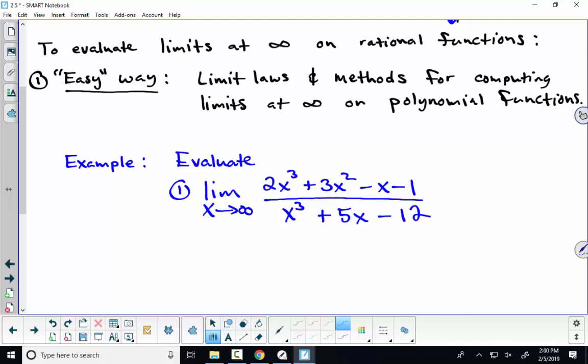Well, the nice thing about limits at infinity is we don't have to worry about factoring anything. It's only when we approach like 1 or 6 or 0 where we had to ask whether that function is undefined at any of those places.